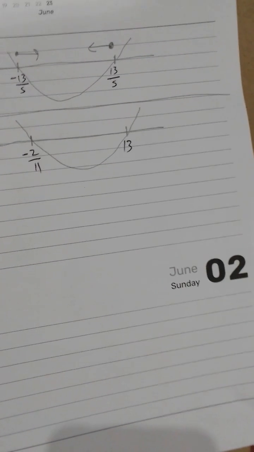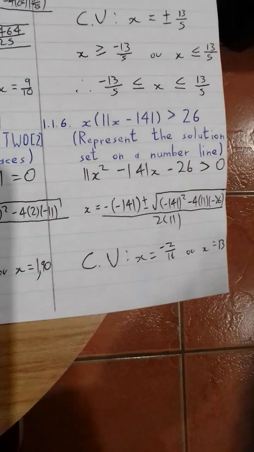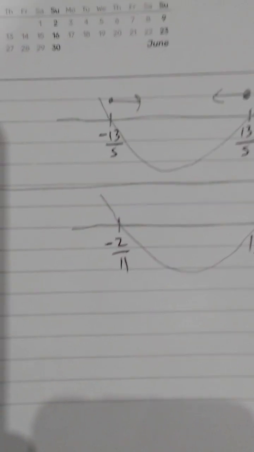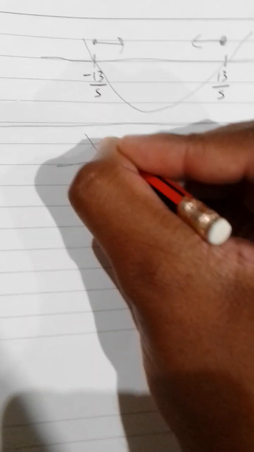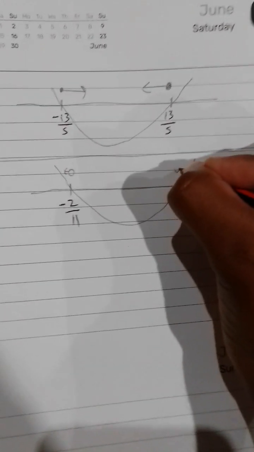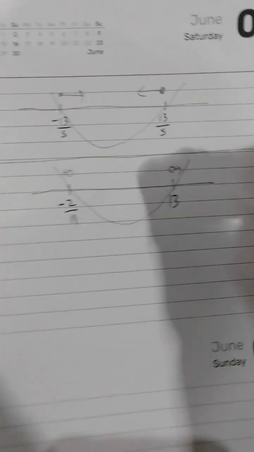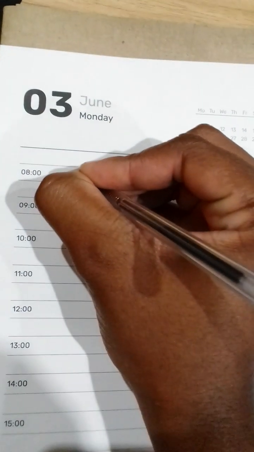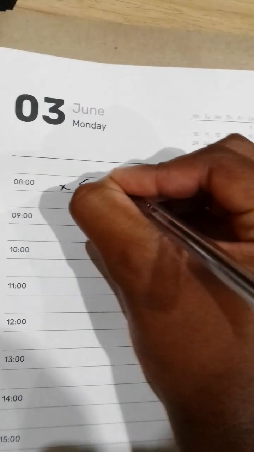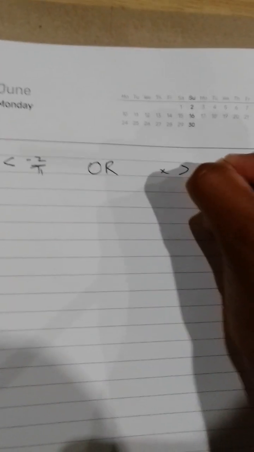The sign is greater than. Here it is, so the solutions are not included. To the left of negative 2 over 11 is above. It is greater than, so this is not included. To the right it's below, so we don't include it. 13, to the left below, we don't include this one. And then to the right it's above. So we are going to say x is less than negative 2 over 11, or x is greater than 13.